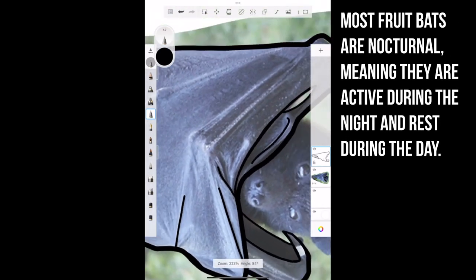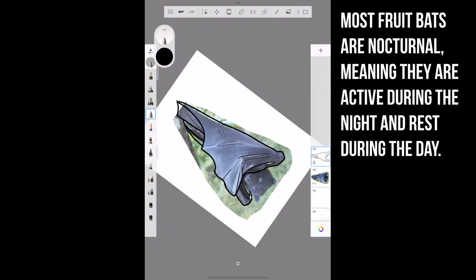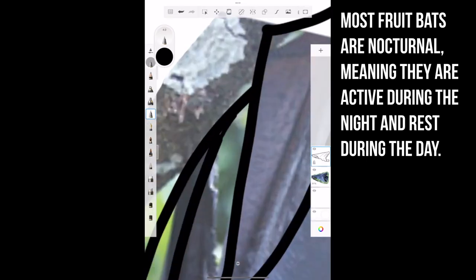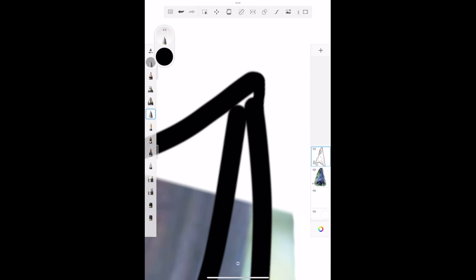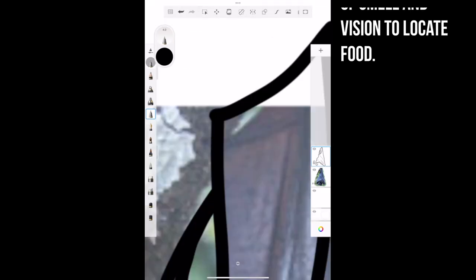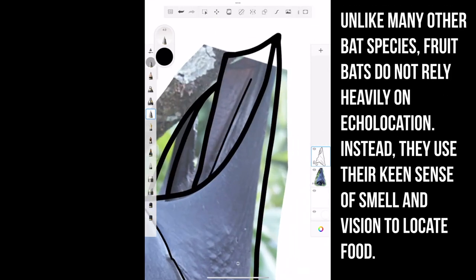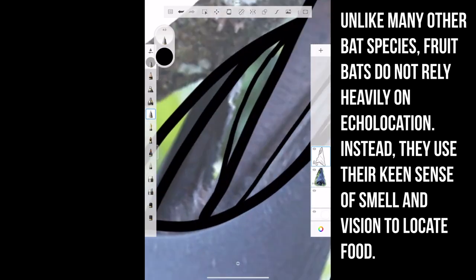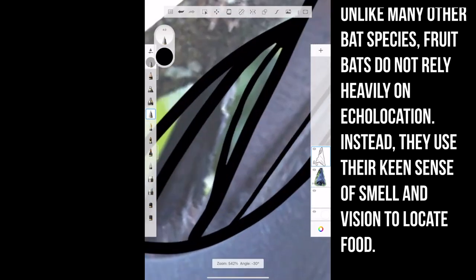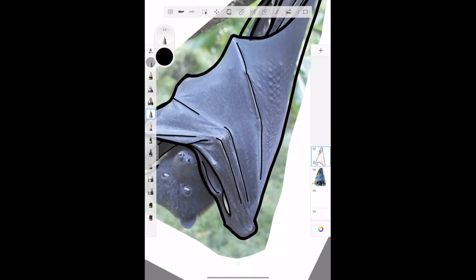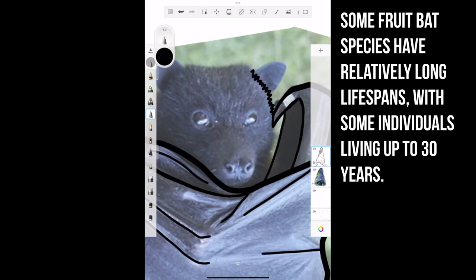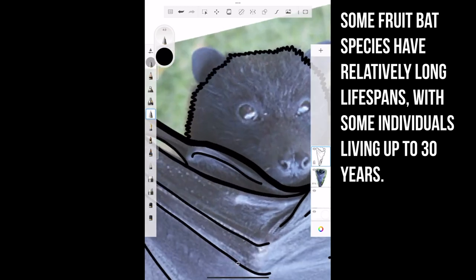Most fruit bats are nocturnal, meaning they are active during the night and rest during the day. Unlike many other bat species, fruit bats do not rely heavily on echolocation. They use their keen sense of smell and vision to locate their food. Some fruit bat species have relatively long lifespans, with some individuals living up to 30 years.